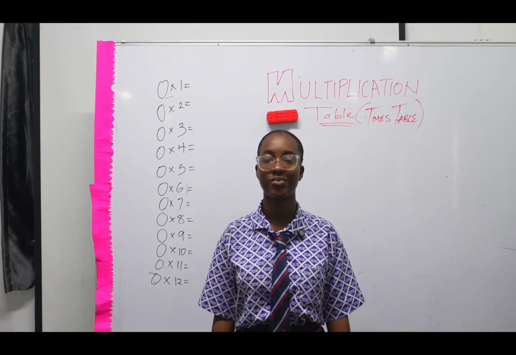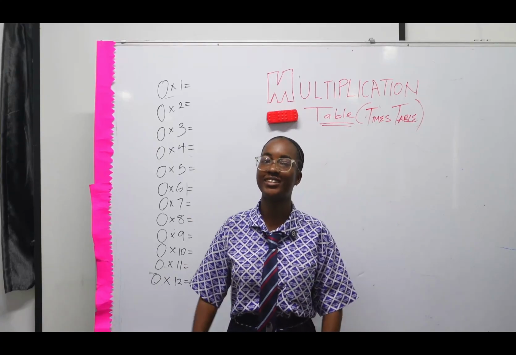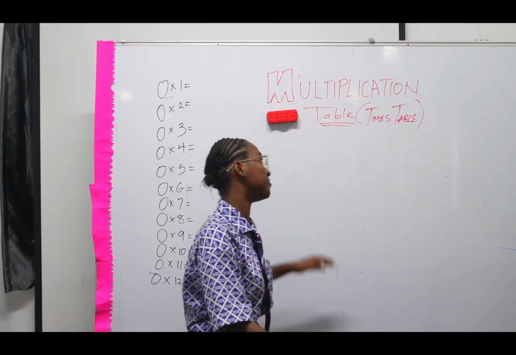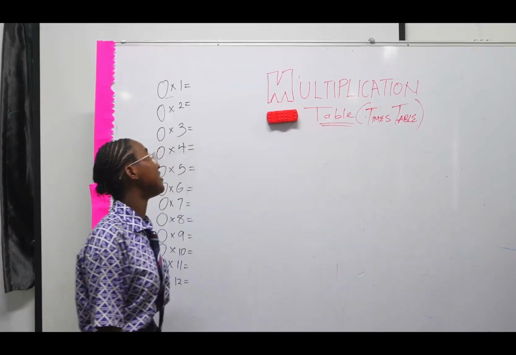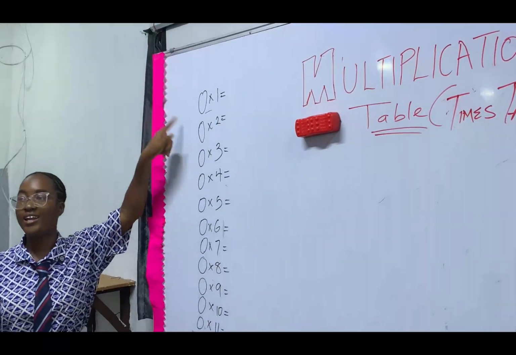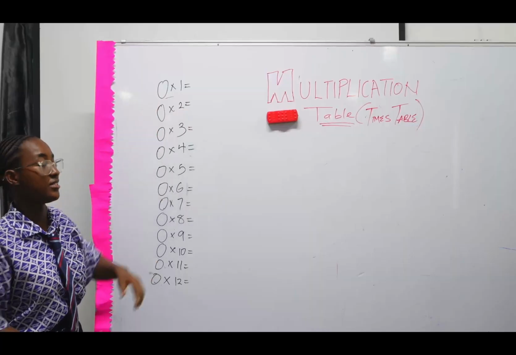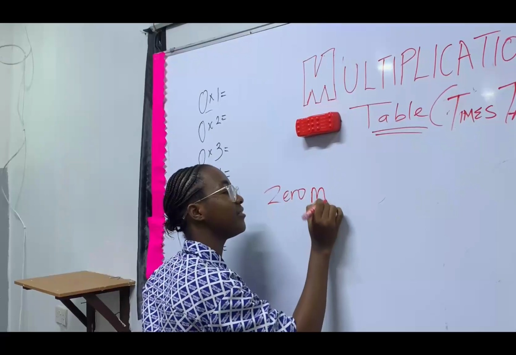And action. Hello everyone, my name is Moyotere and I'm a year 12 student of Top College. And today I'll be taking you on the multiplication table tricks, also known as the times table. And I'll be starting with the 0 times table. So I want you guys to take note that anything multiplied by 0 is 0, which means 0 means nothing.